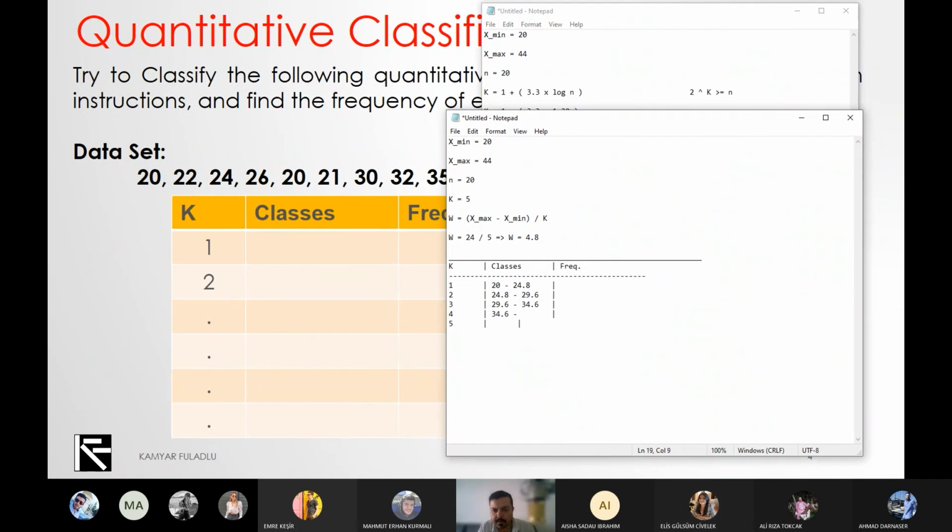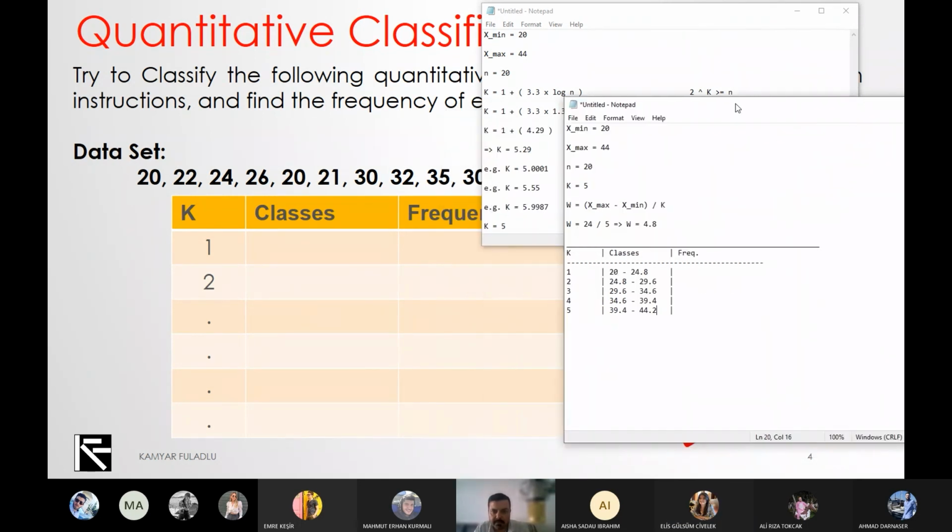I put it here. I add one more here. It's going to be 39.4. I put 39.4 over here, and 44.2, and we have 44.2 at the end. This is our classes. We have 5 classes.